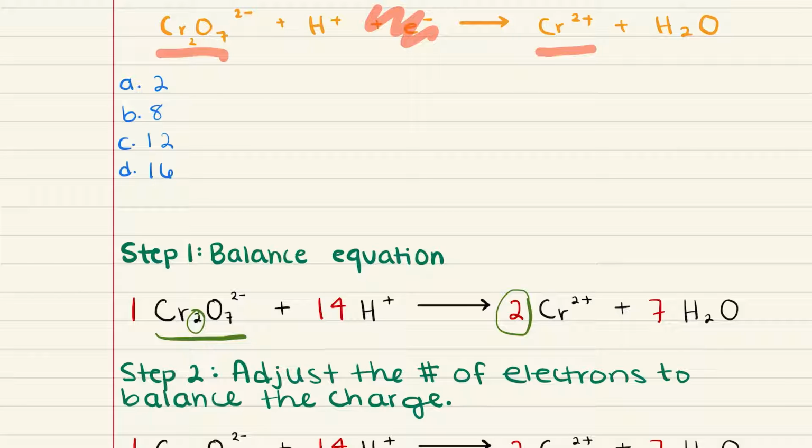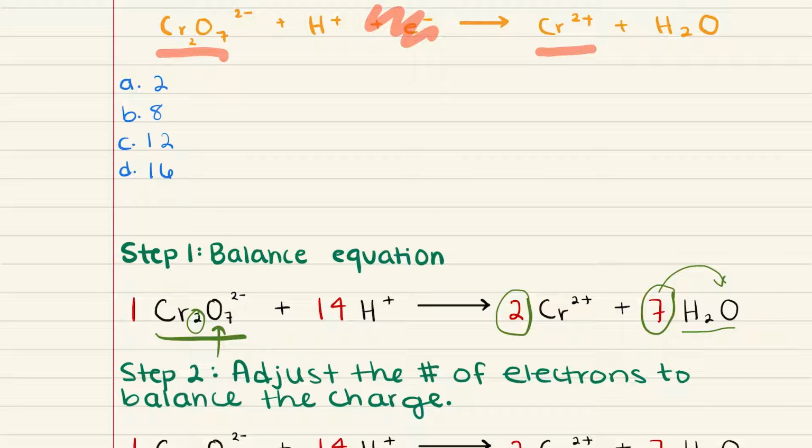The next atom we want to balance is our oxygen atoms. There are 7 oxygen atoms in the dichromate ion. So we're going to put a coefficient of 7 in front of water so that we have 7 oxygen atoms on the product side as well. Now, the number of oxygen atoms are equal to each other on both the reactant and product side.